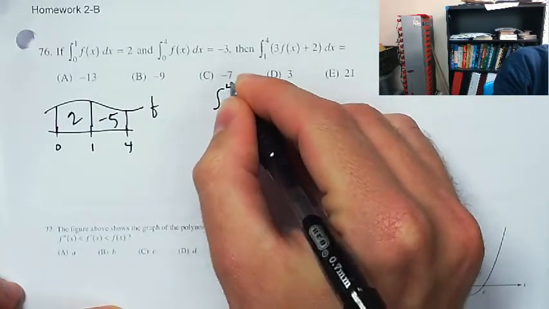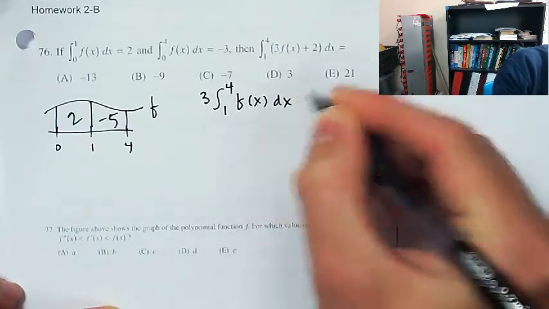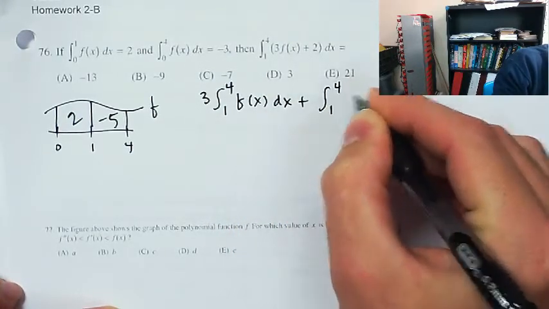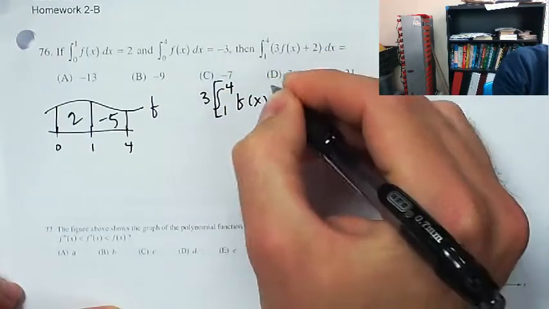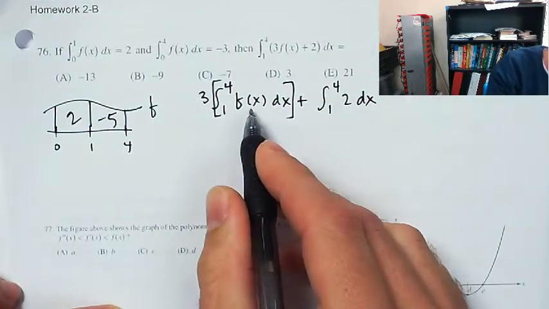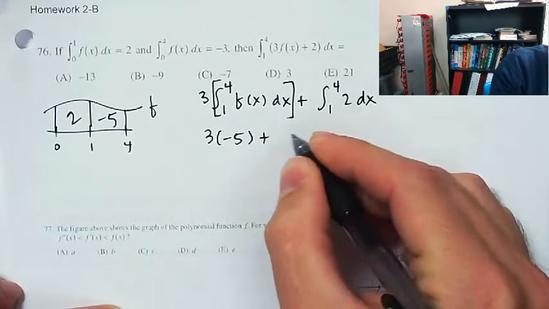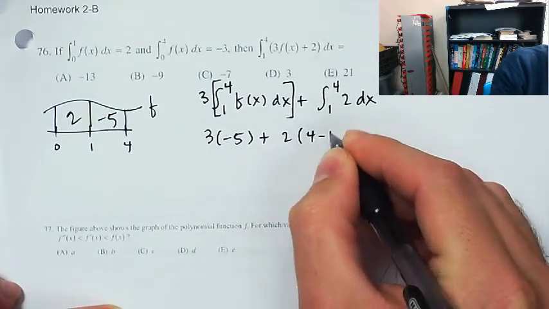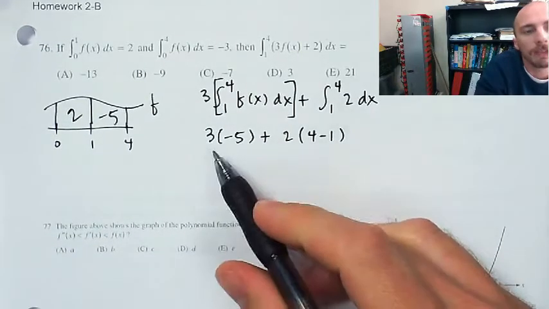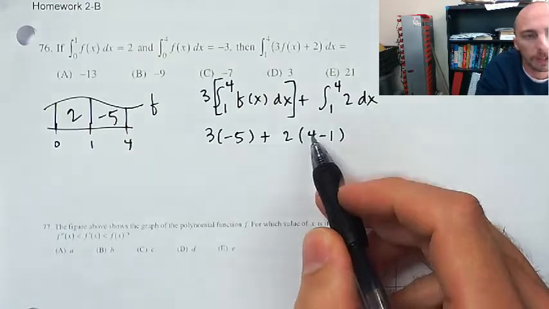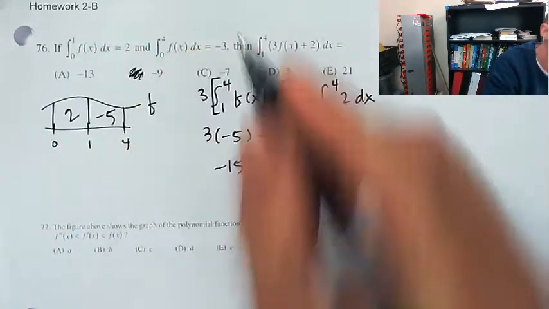So then I hit this with integral properties. This is the integral from 1 to 4 of 3 times f of x, plus the integral from 1 to 4 of 2 dx. And then this thing that I'm boxing off here, that's just the area underneath the graph of f between 1 and 4, so that's -5. And then 2x, as x runs from 1 to 4, will be 2 times 4 minus 1. So I'll have -15 plus 6, and that's going to be -9.